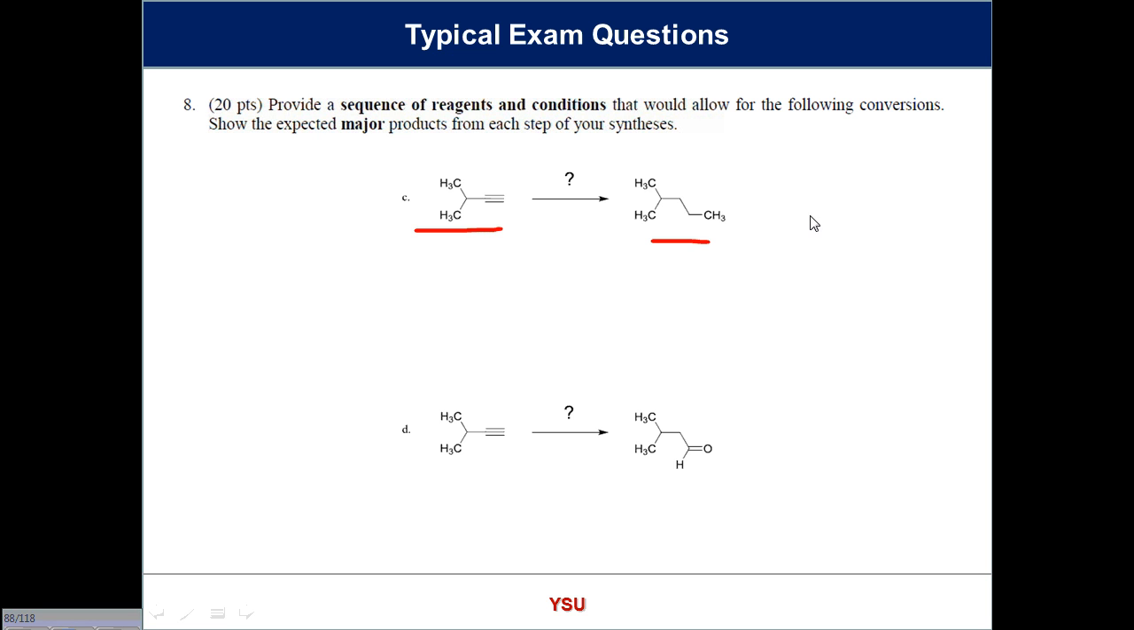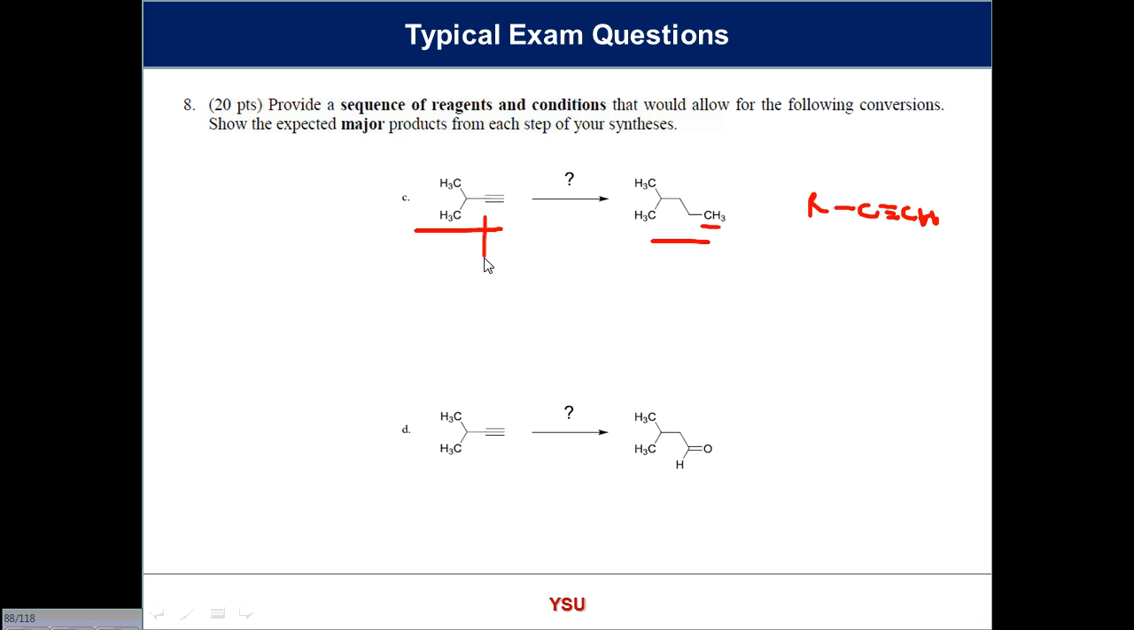At some stage in this game, I need a triple bond so I can extend the chain. How many carbons do I need to extend the chain by? 1, 2, 3, 4, 5. How many extension? 1. Right? So I need to make this guy, which I already have.